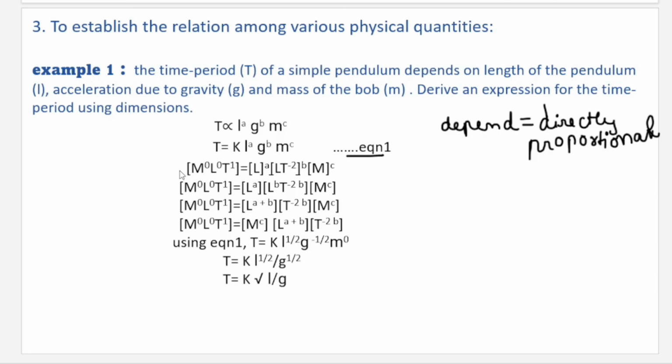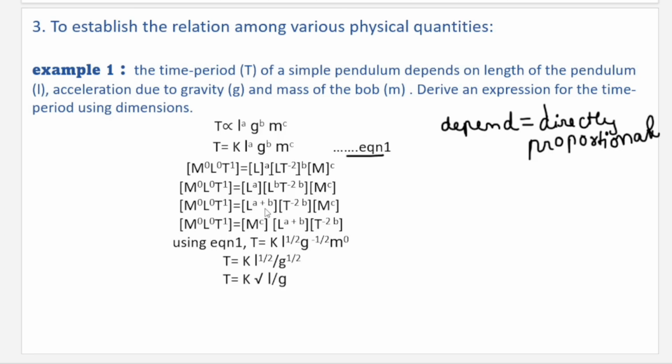The dimensional formula for time period is M0 L0 T1 is equal to, since k is a dimensionless constant, we remove it, and then L is L whole A, gravity g is L T minus 2 whole B, then mass is M whole C. Then we continue, M0 L0 T1 is equal to, and in this step we get all the same dimensions together, like B and B. So L^A, L^B, T^-2B and M^C.